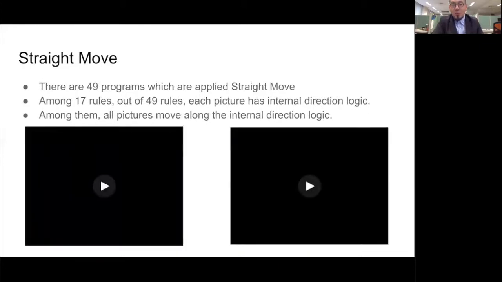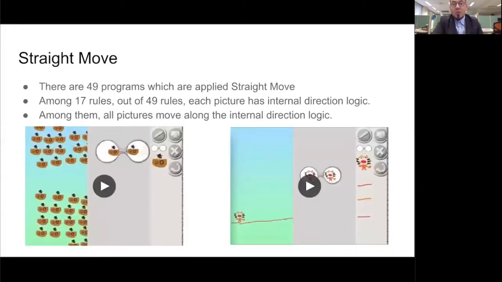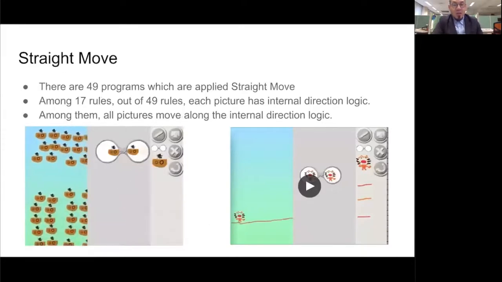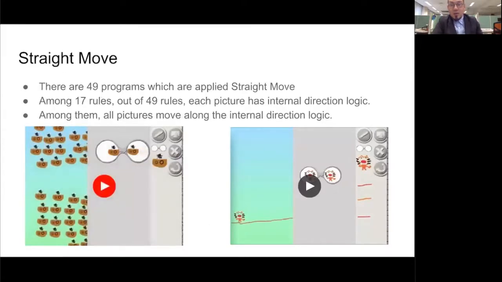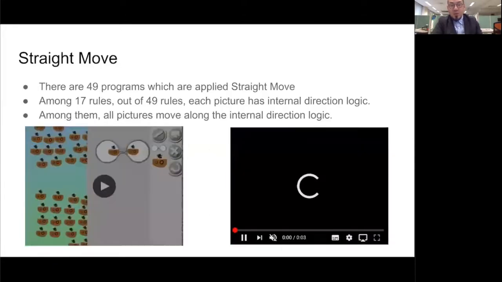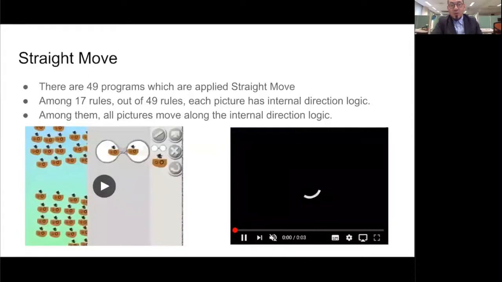First, straight move. There were 49 programs which applied straight move. 17 sets of rules out of 49. Each picture has internal directional logic. Among them, all pictures move along the directional logic properly. These are ships of the Vikings, and they go along the directional logic of the ship. And this is the cat walking on the ground line.